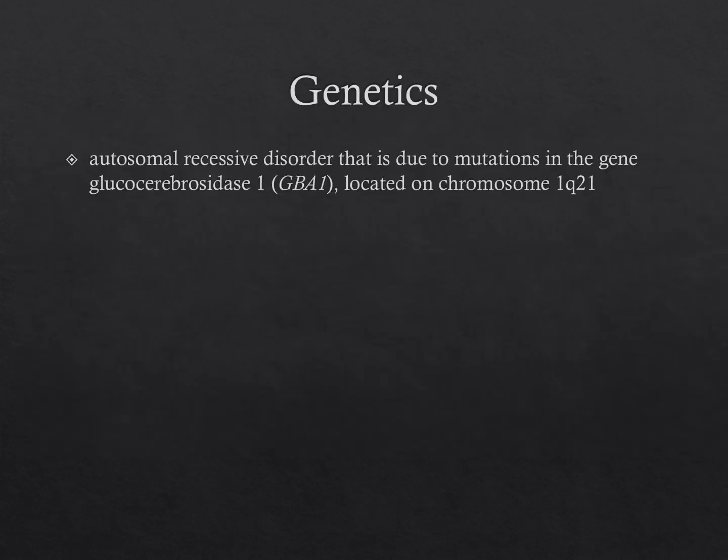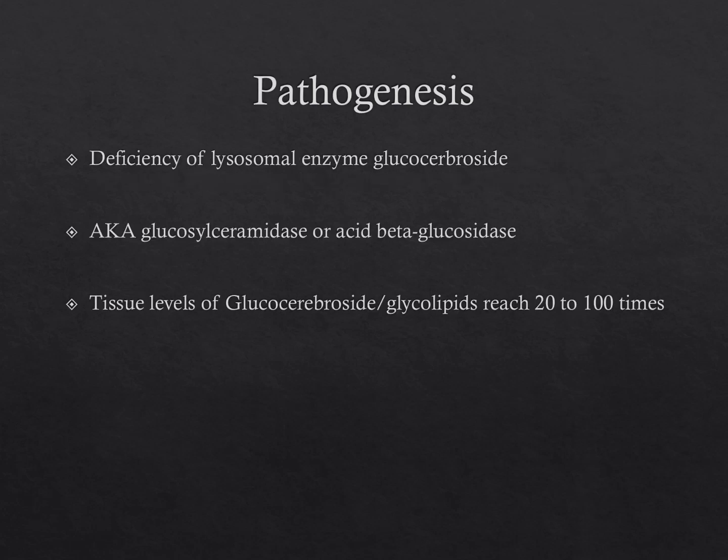When it comes to the genetic part of the pathology, it is an autosomal recessive disorder which is due to a mutation in the gene glucocerebrosidase, also known as GBA1, which is located on chromosome 1q21. Coming to the pathogenesis of the disorder itself, it is due to the deficiency of the lysosomal enzyme glucocerebrosidase, which is also known as glucosyl ceramidase or acid beta glucosidase.